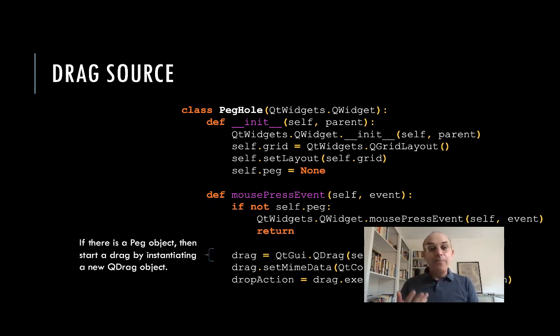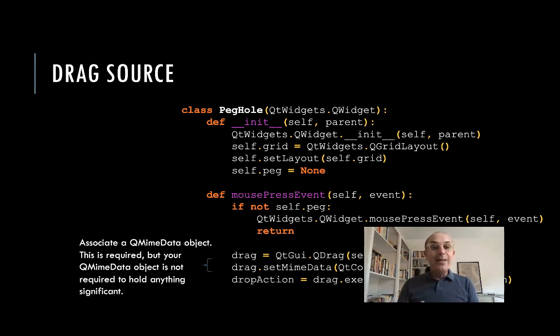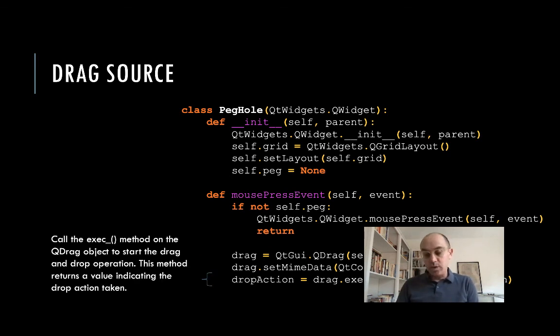If there is an object, then it starts to drag and creates a new object as a return for it. And it is associated with the QMimeData object. This is a requirement, but it is not required to hold anything significant during that time, and it uses this source.